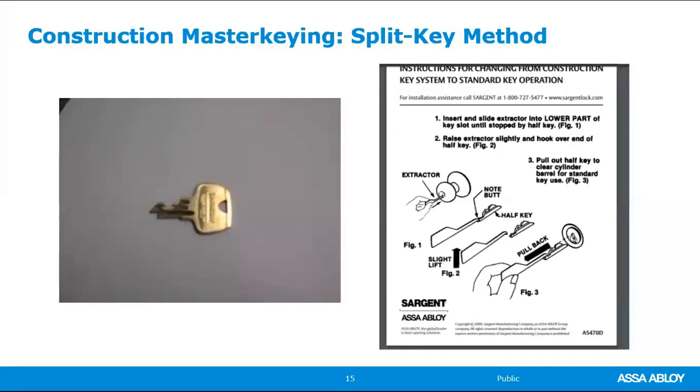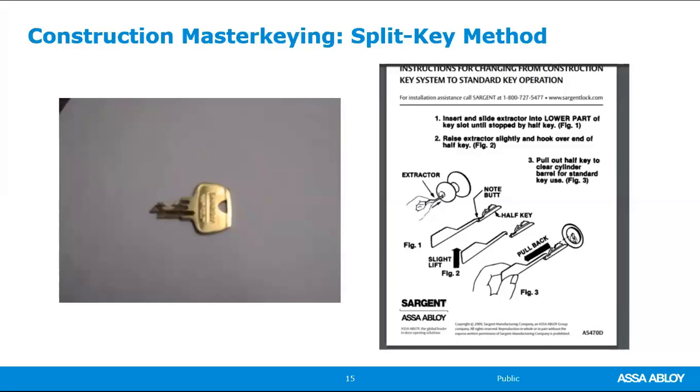Well, we have what's called the split key method, and it's exactly how it sounds. The split key method is the act of cutting the key in half. It's wise to have the factory do this. Inserting half the key into the cylinder, and the contractor uses the half connected to the bow to their key.